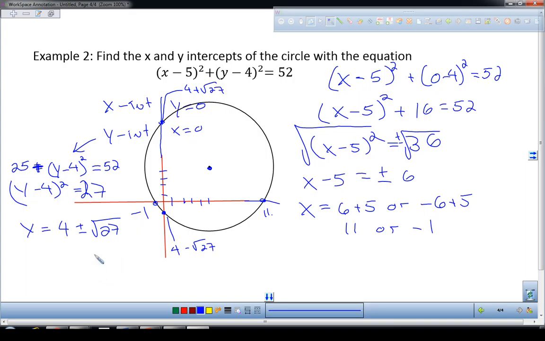Get it? You can rewrite the square root of 27 if you want as 3 root 3, right? But that's basically how you did it. If you get a negative number inside the square root, that means it doesn't have an x or y intercept at those points, which sometimes you will on your own. Can I move on? Okay, moving on.